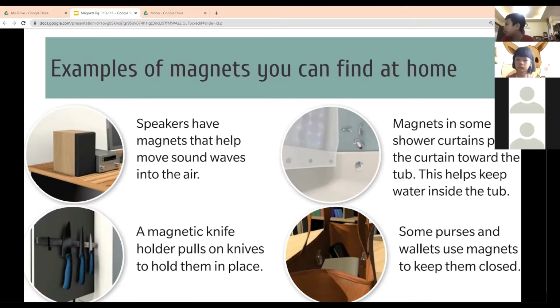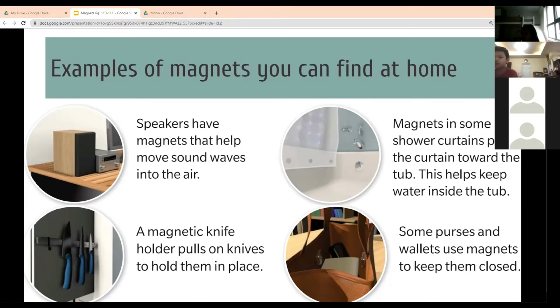Puppy, could you read the last example? Purses and wallets use magnets to keep them closed. And could you share with class what magnet did you find in your home? I found a seahorse and a paper clip. And what's the seahorse used for? The seahorse has a magnet at the bottom. Does it go onto your fridge or something? Yes. Okay, so it's a seahorse that goes on your fridge.